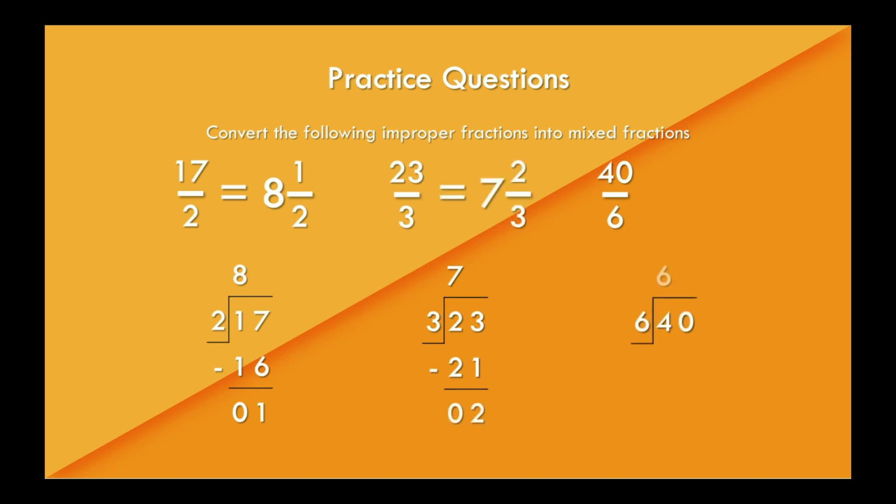40 over 6, same deal. We get a 6 as a whole number and 4 as a remainder, giving us a final answer of 6 and 4 over 6. Now 4 and 6 can be found in the same times table, so we can simplify it to make it 2 over 3, giving us a final answer of 6 and 2 over 3.